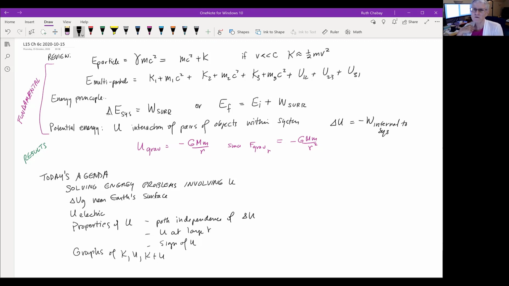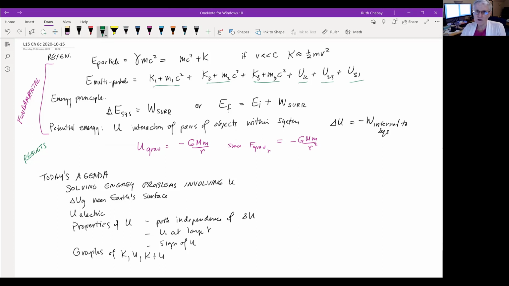Last time we looked at the energy of multi-particle systems, and we discovered that in addition to kinetic energy and rest energy terms, if we have a system with three particles, say particle 1, particle 2, particle 3, there are also interaction energies, which we call potential energy. You can think of it as storing energy. And it's pairwise. So we have the interaction of particles 1 and 2, the interaction of particles 2 and 3, and the interaction of particles 3 and 1.